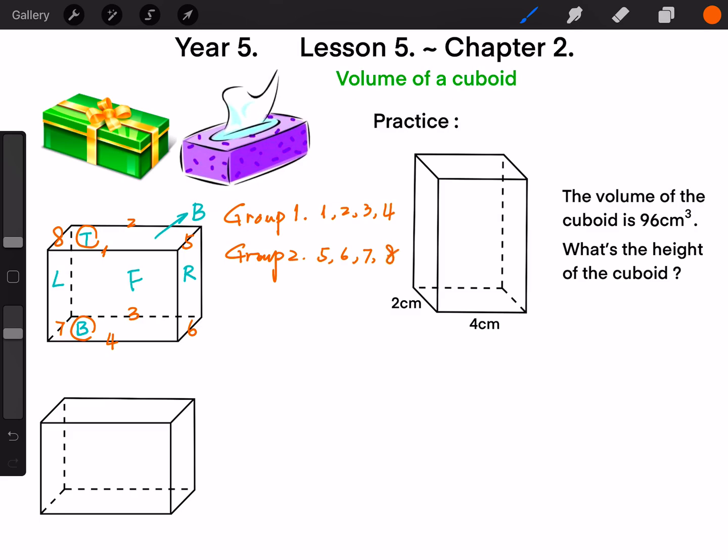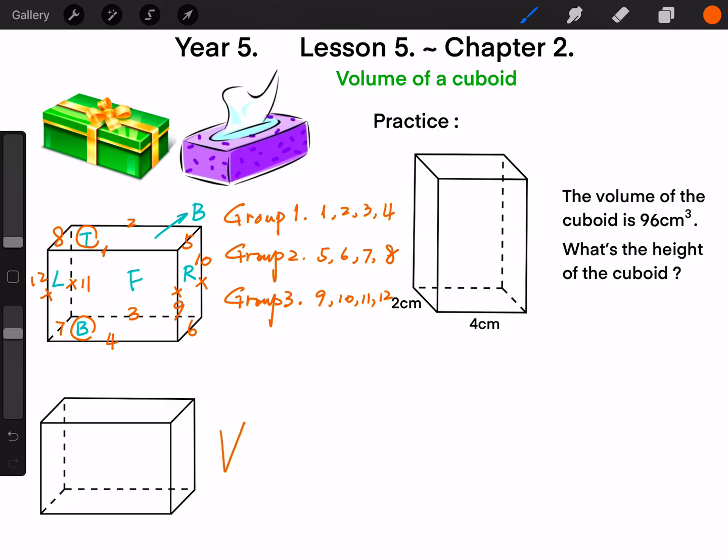At last, we have group 3, side 9, 10, 11, and 12. They are equal in length. Nice.